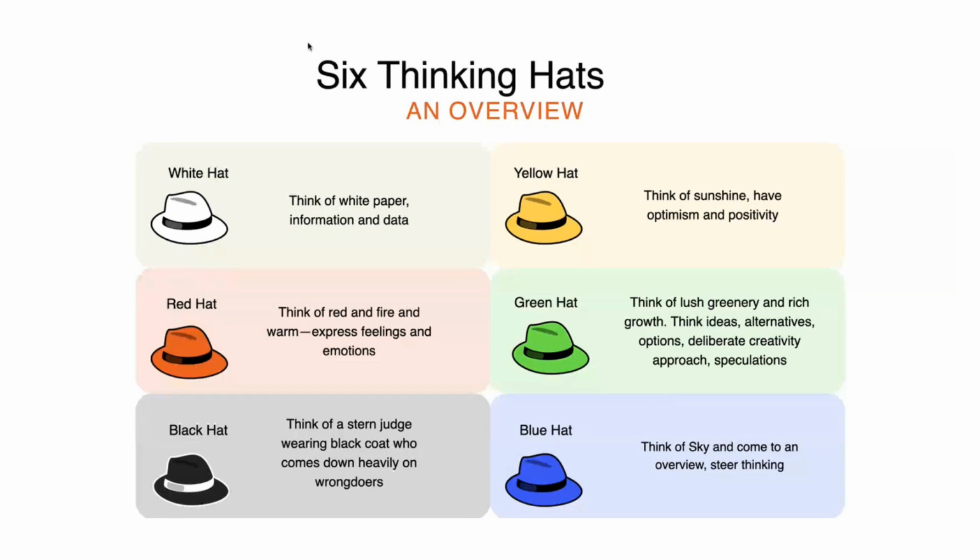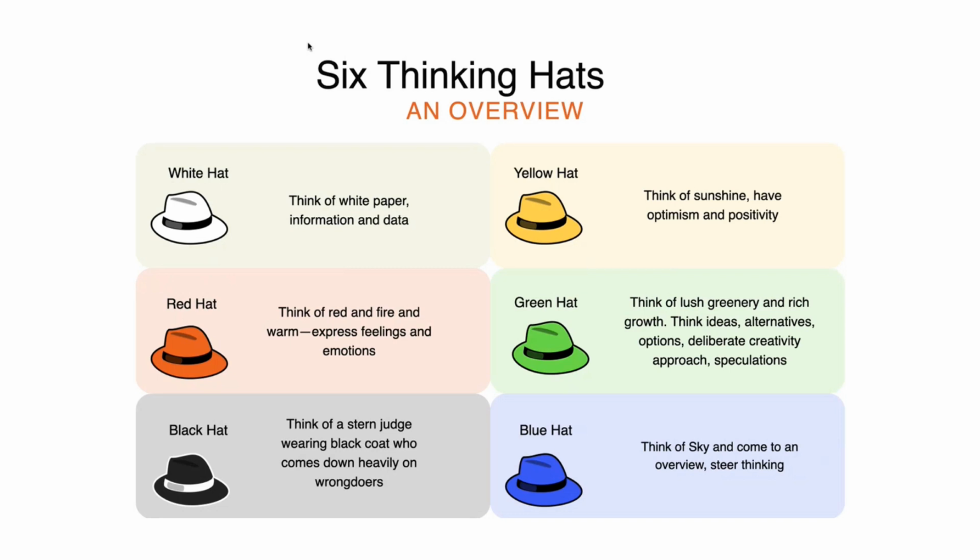Okay. Now, for the white hat, you can think of white paper or a clean slate, like white paper from a printout or from a printer. For the red hat, it's very easy to signify the red with fire and the warm color. Black, similarly, think of a judge who is wearing a black coat. Yellow, you can think of sunshine, the brightness, the positive, the optimistic side of things. Green represents creativity. Green is for greenery, for rich growth, ideas, alternatives, options, and such.